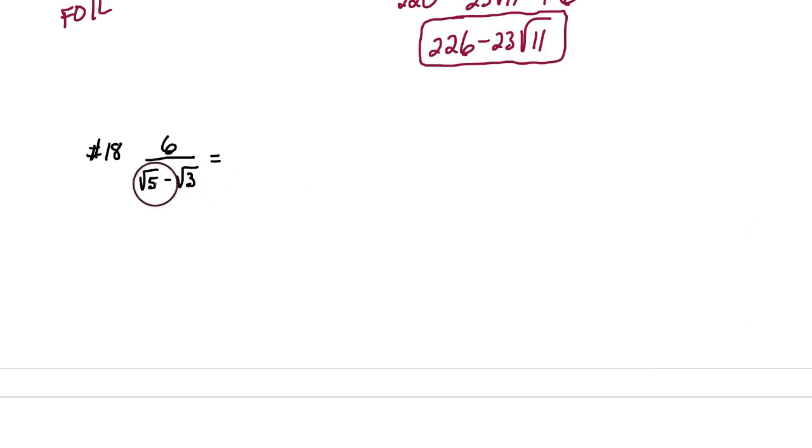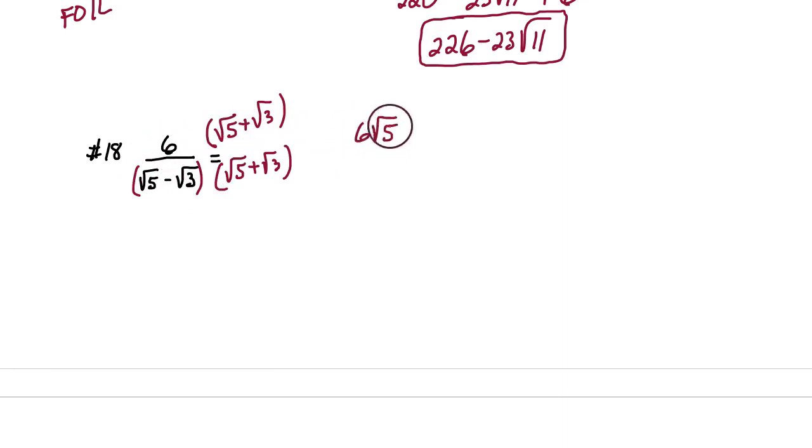Finally, number 18, we have radicals in the denominator. The technique is to rationalize, and you do that by timesing top and bottom by the conjugate of that denominator. The conjugate of a binomial has the same terms, but with the opposite sign in the middle. This has a plus, whereas this had a negative. 6 times the square root of 5 makes 6 square root of 5. 6 times the square root of 3 makes 6 square root of 3. Now in the denominator, the square root of 5 times the square root of 5 is 5. The square root of 3 times the square root of 3 is 3.